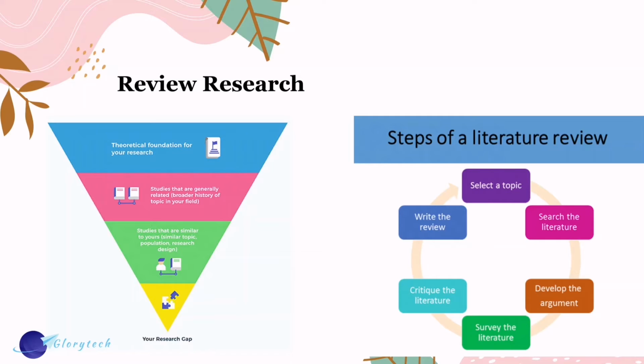The difference between a review paper and a research paper is that a review paper is a secondary source and research on an already existing report, whereas a research paper is a primary source and gives an original report on a topic done by an individual.